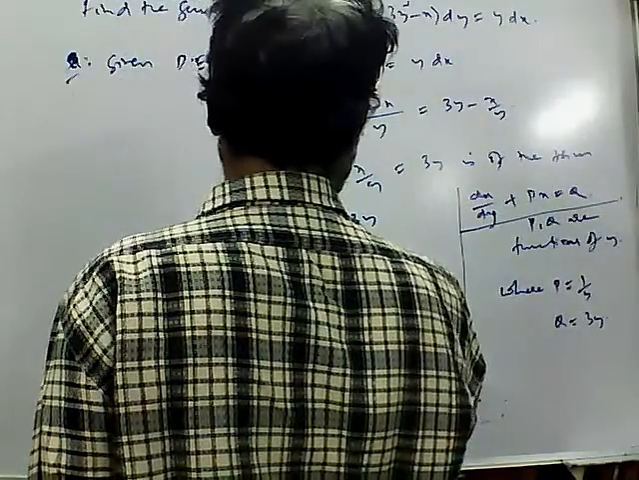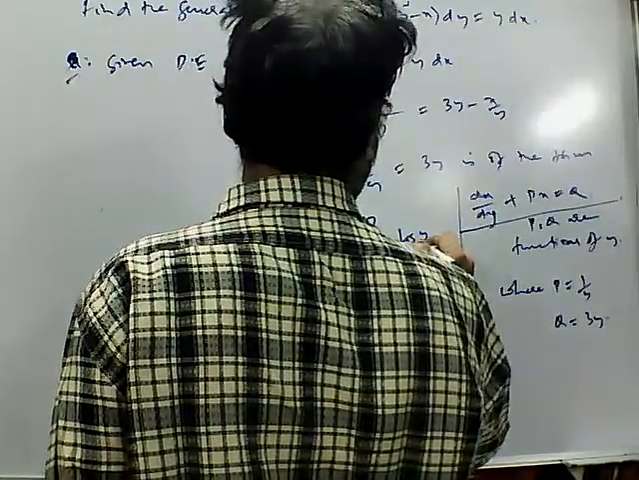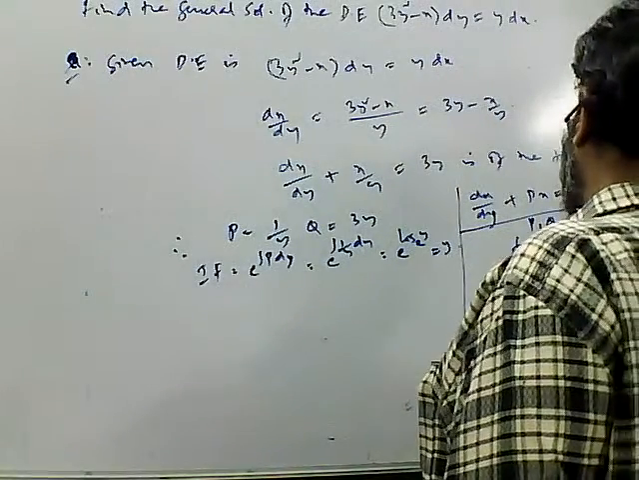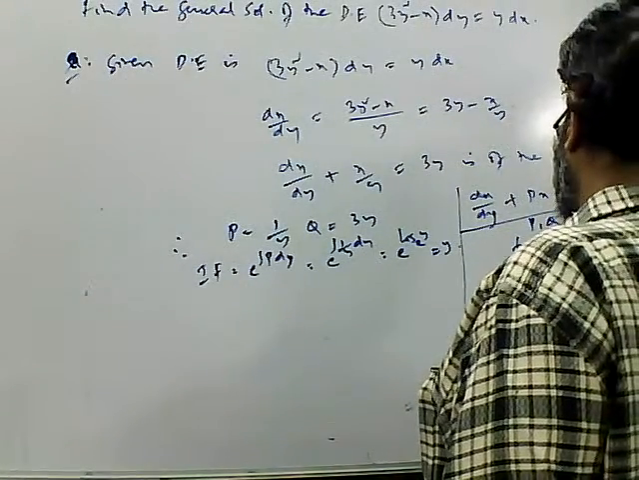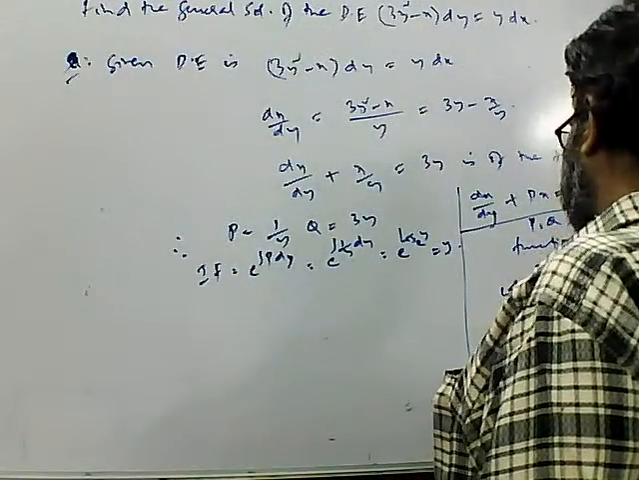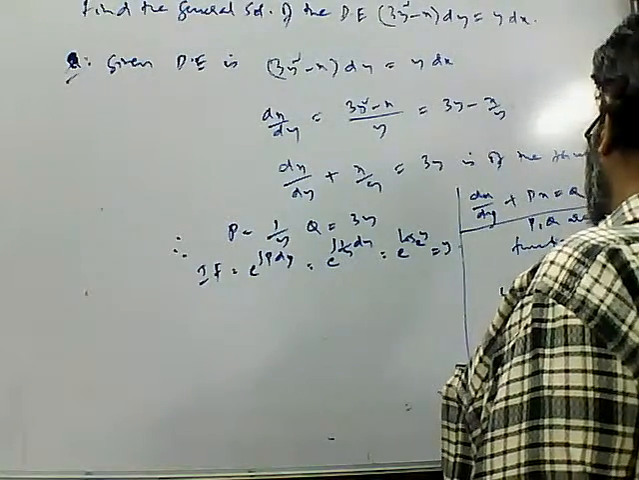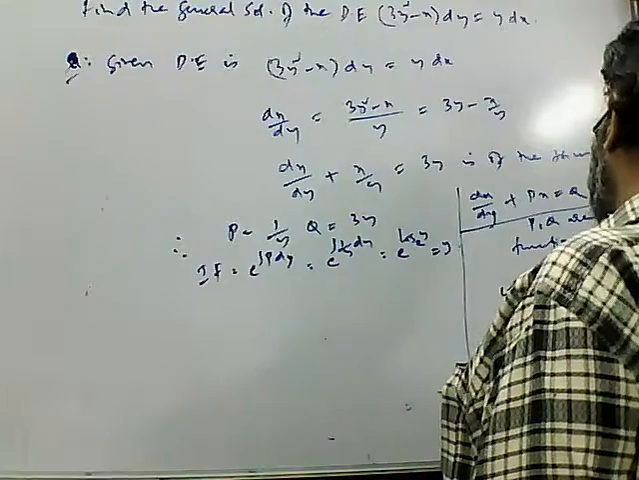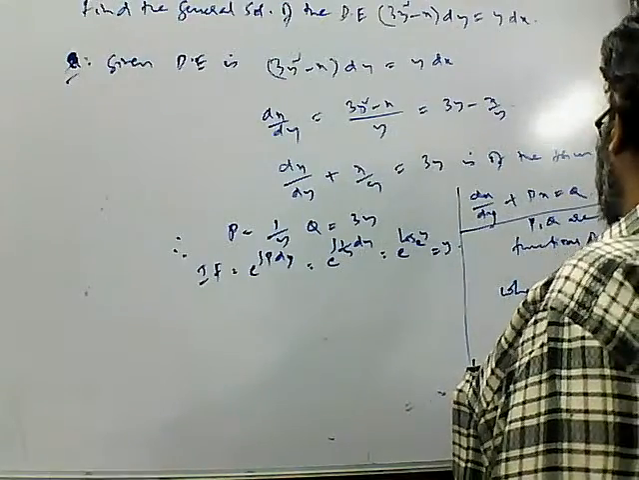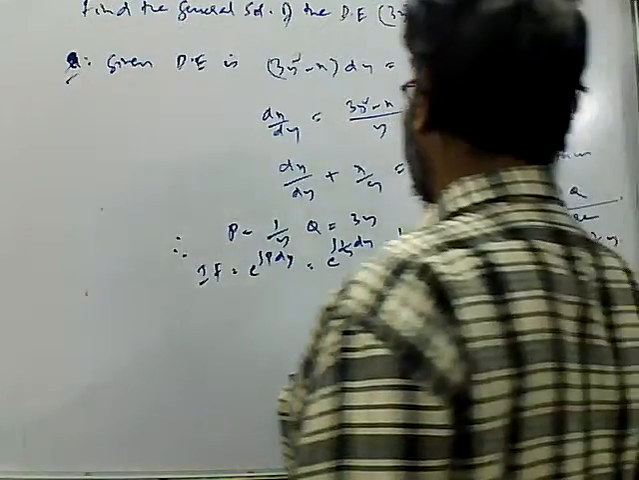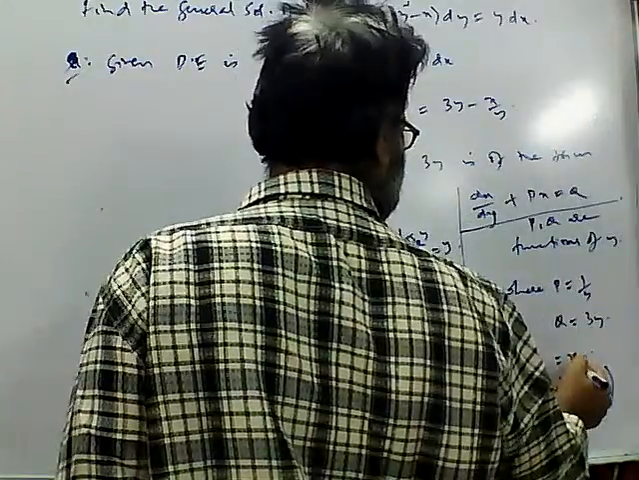So IF is equal to e power integral P dy, which is equal to e power integral 1 by y dy, which is equal to e power log y to the base e, which is equal to y, since e power log x to the base e is equal to x by standard identity. So you have to use it.